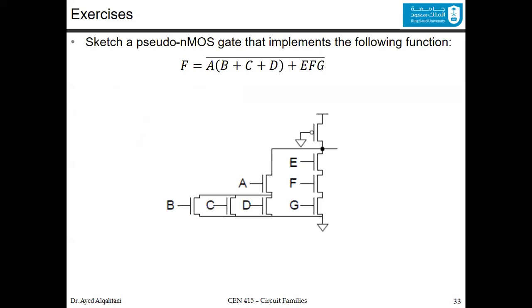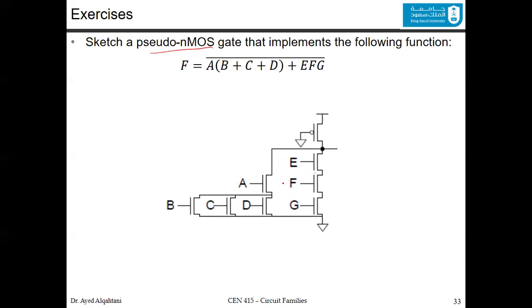Now, we'll give you some exercises just to refresh your mind. If you are asked to sketch a pseudo-NMOS, even if the circuit is very long, don't be alarmed, because the only thing you need to worry about is the full bar for the pseudo-NMOS. Whatever is under the bar, you design in the pull-down circuit without applying the duality, because in the pull-up you have the PMOS always connected, that's all. So B and C and D are in parallel, in series with A. E and F and G are in series, and the two groups are in parallel, and that's it.